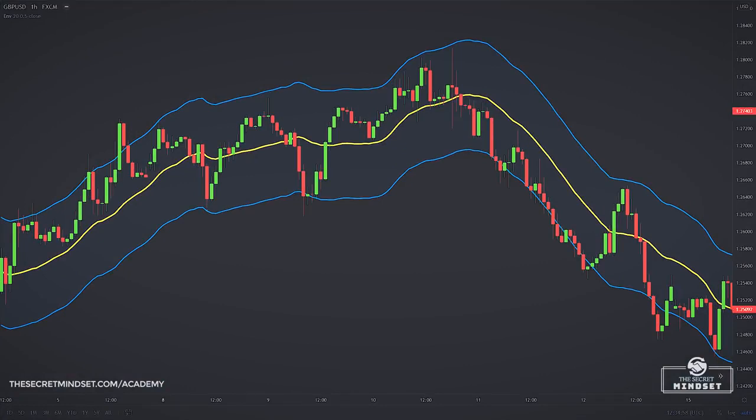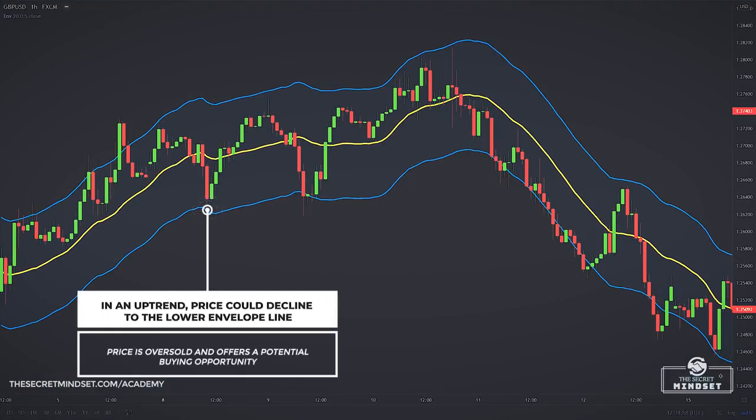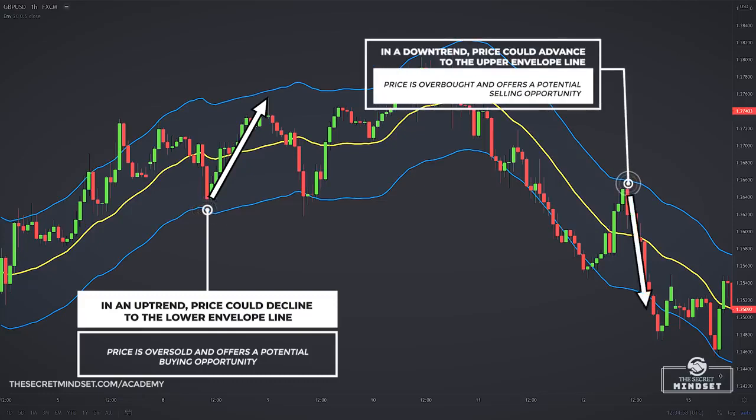In an uptrend, price could decline to the lower envelope line. This area will define where the price is both oversold and the specific price area that offers a potential buying opportunity. In a downtrend, price could advance to the upper envelope line. This area will help define where the market is both overbought and the specific price area that may be most opportune as a selling point.